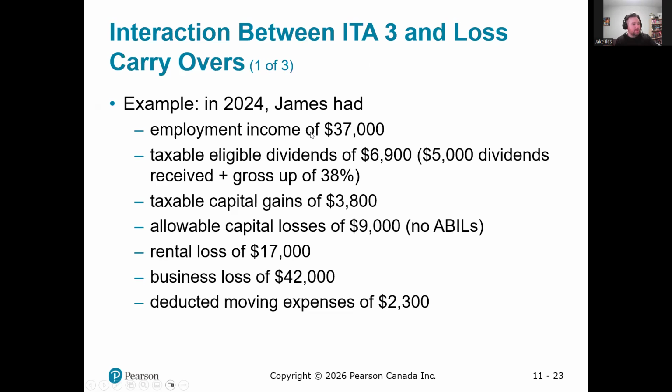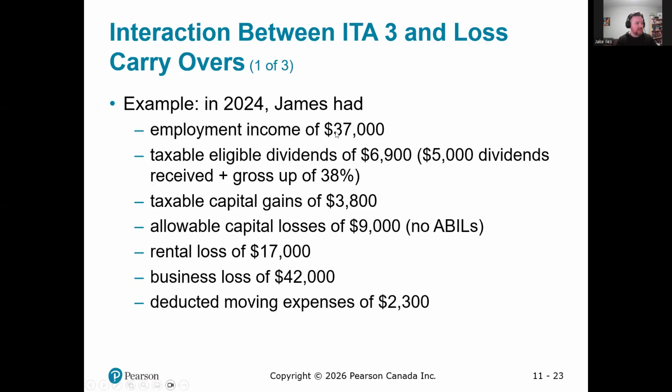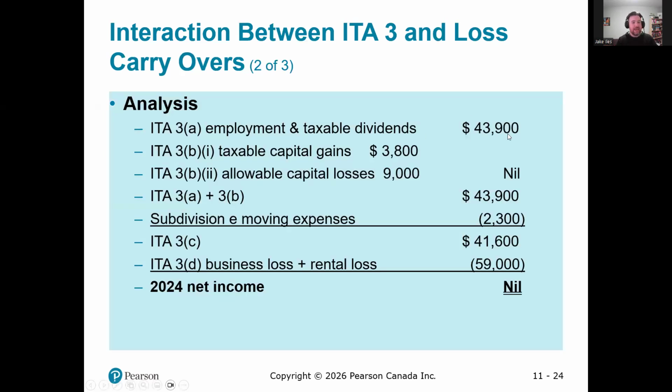If this person has employment income of 37,000, taxable eligible dividends of 6,900, saying $5,000 received, grossed up by 38%, taxable capital gains of 3,800, allowable capital losses of 9,000, rental loss of 17,000, business loss of 42,000, deductible moving expenses of 2,300. So we have a series of different incomes, a series of different losses. How would we apply these numbers? We'll take our employment and taxable dividends, 37,000 plus 6,900, and we'll add them together. Now we have our income of 43,900.